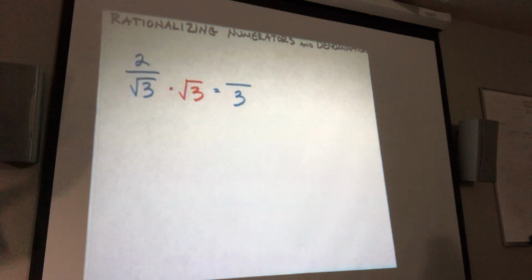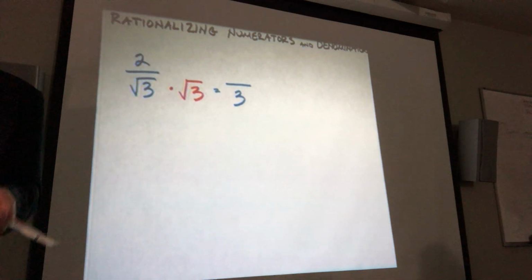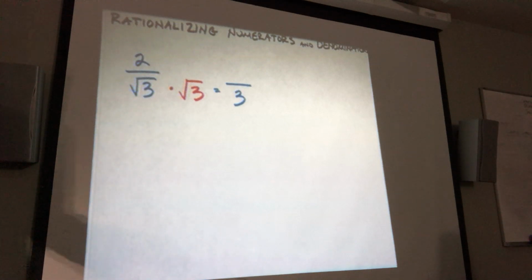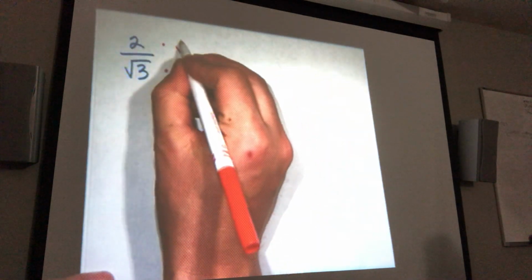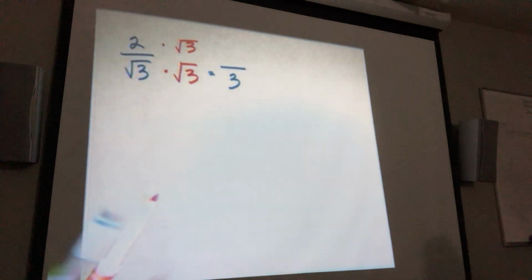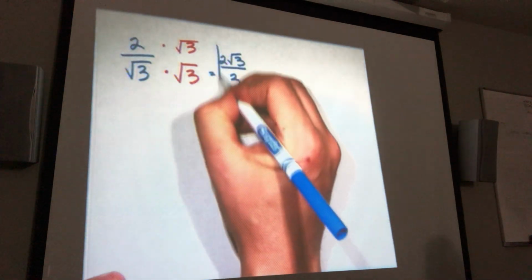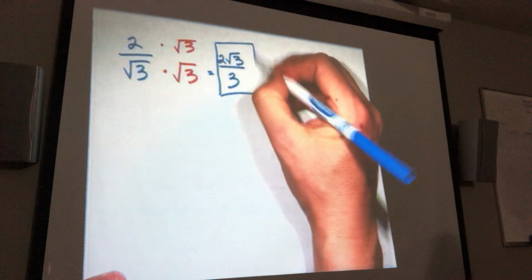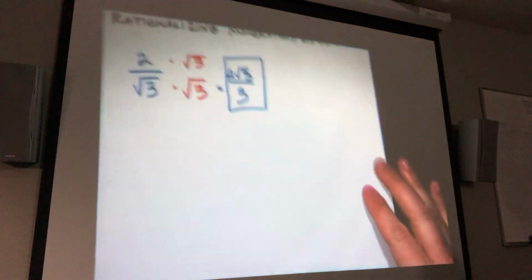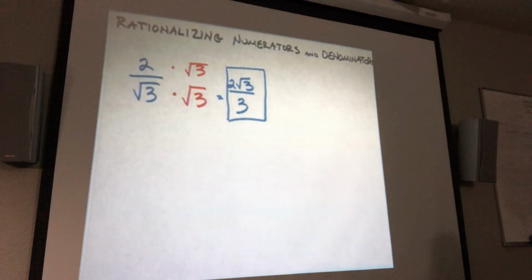But what do you have to do at the bottom? Exactly. I'm not allowed to just multiply the denominator by the square root of 3 just because it makes my life easier. If I do it on the bottom, I have to also do it on the top. So the 2 is also going to get multiplied by the square root of 3. Now the effect here is that on the top, I will end up with a square root, and on the bottom I won't, and that's fine because I've done the thing that I wanted to do, which was get the square root out of the denominator.